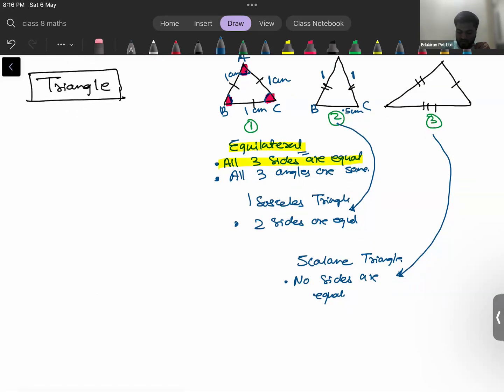Okay. Now, if we talk about a circle, a circle has got a center C. What is the angle formed around the center? Is it 180 or is it 360 degrees? 180.